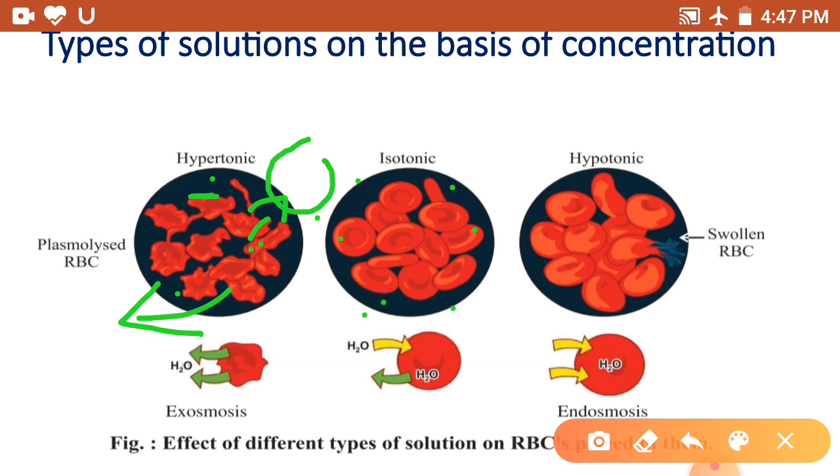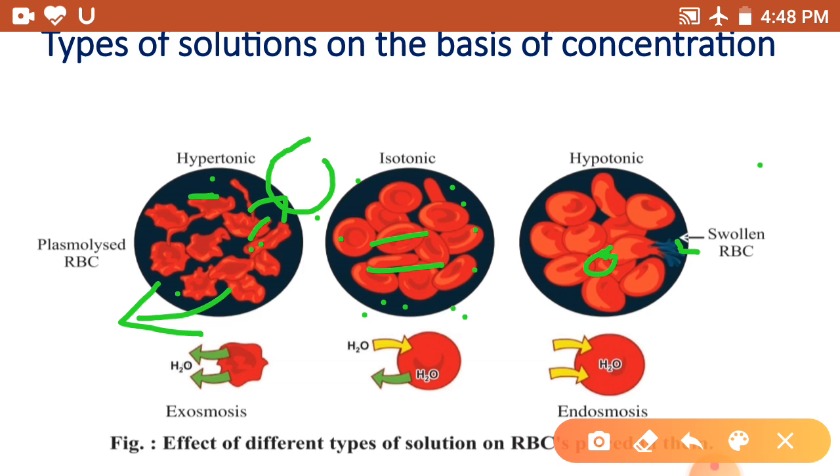In the isotonic solution, the concentration of solution outside of the cell is equal to inside of the cell. Means both concentrations are the same. In hypotonic, the concentration of solution outside of the cell is lesser. Means inside the concentration is more than outside. So these three types of solution you can understand easily with this diagram.